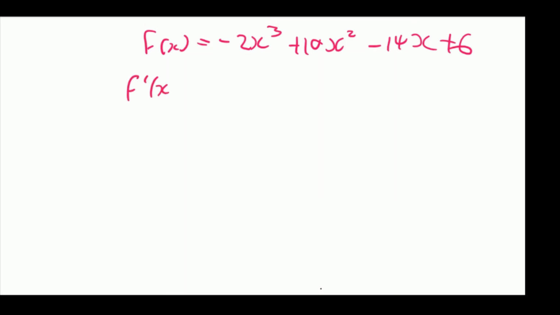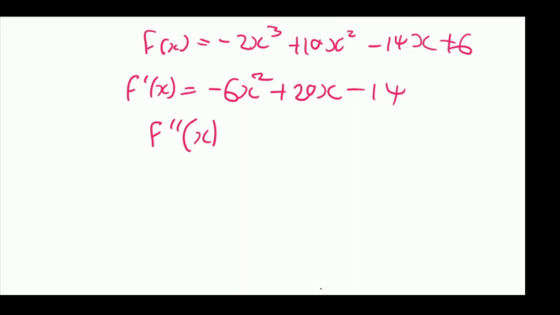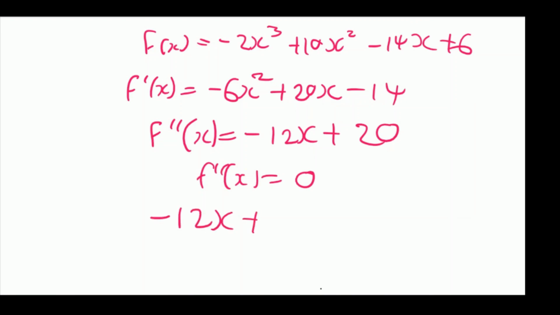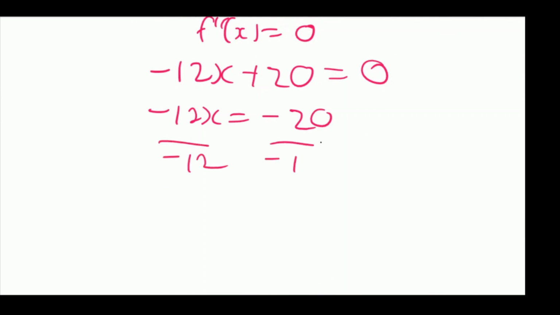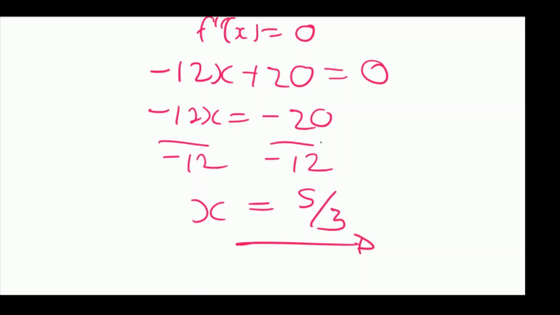So we have to find the first derivative of this, so it's minus 6x squared plus 20x minus 14. So we find the second derivative, which is equal to minus 12x plus 20, right? Then we equate the second derivative to 0, so it's going to be minus 12x plus 20 equals 0. And then we're going to transpose: minus 12x equals minus 20, divide by minus 12 on both sides. Our x is equal to 5 over 3. So this is the x value of the point of inflection.